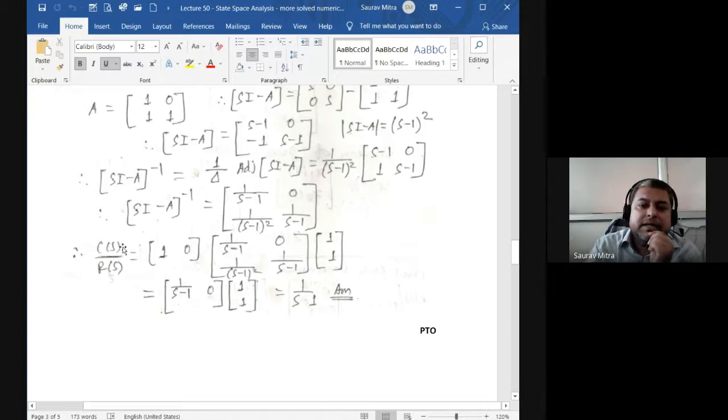Now C(s) by R(s), that is C matrix into SI minus A inverse. Okay, so this S minus 1 whole square I have taken inside. That's what I am finding, 1 by S minus 1. This is 0 by S minus 1 whole square. This is 0. 1 upon S minus 1 whole square like this. And S minus 1 by S minus 1 whole square. This is like this. So easy numerical, easy for calculation.